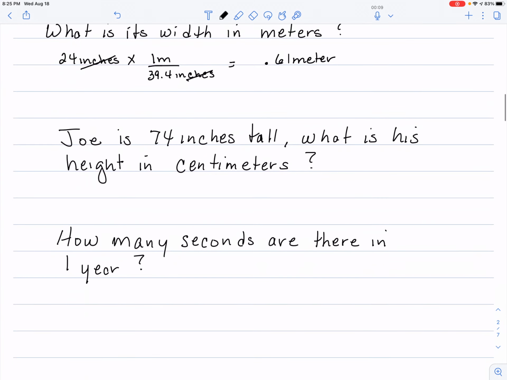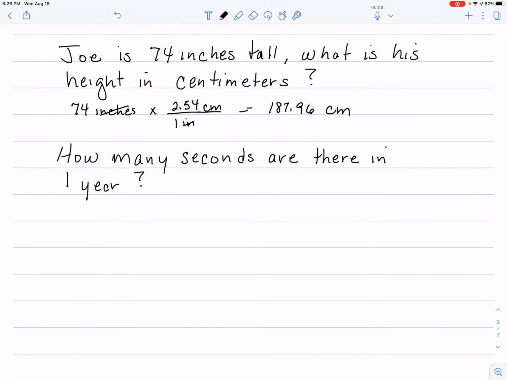Okay. Joe is 74 inches tall. So we write that first. What is his height in centimeters? Well, we know in 1 inch we have 2.54 centimeters. So our inches are going to cancel. Our only units are centimeters. So we have 187.96 centimeters.